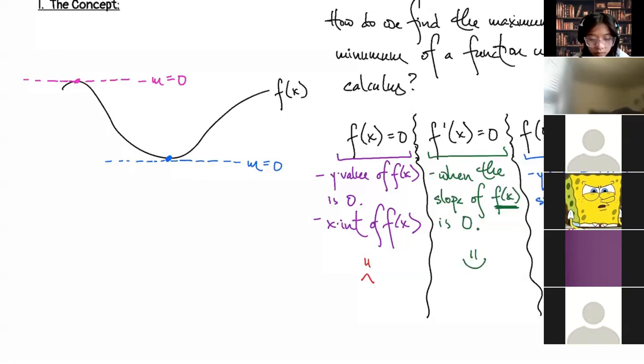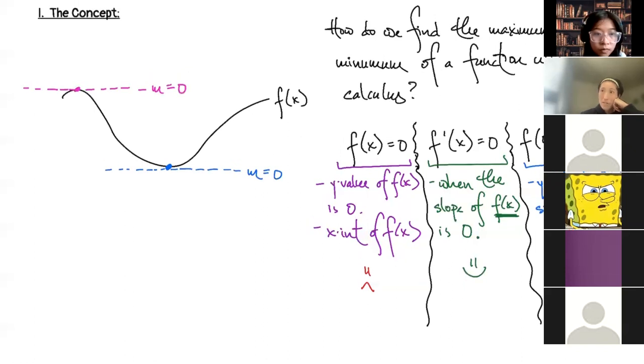Someone asked a very important question. That someone said, I mean, f prime of x equals 0, yeah, that makes sense. But how do we know it's a maximum like the pink one? And how do we know it's a minimum like the blue one? That is an excellent question. How do we know, right?